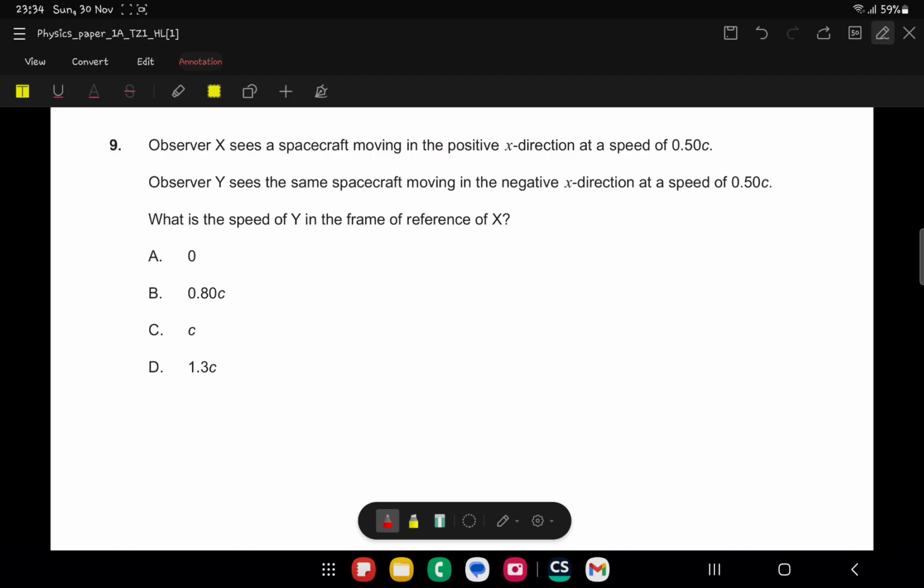Now, they both agree on the speed at which the spacecraft is moving, but they disagree in terms of the direction that the spacecraft is moving. What the question wants us to find is, what is the speed of Y in the frame of reference of X, or what is the speed of Y in the reference frame of X? This question falls under Galilean and special relativity. It's a very interesting question. Let's quickly jump into the solution.